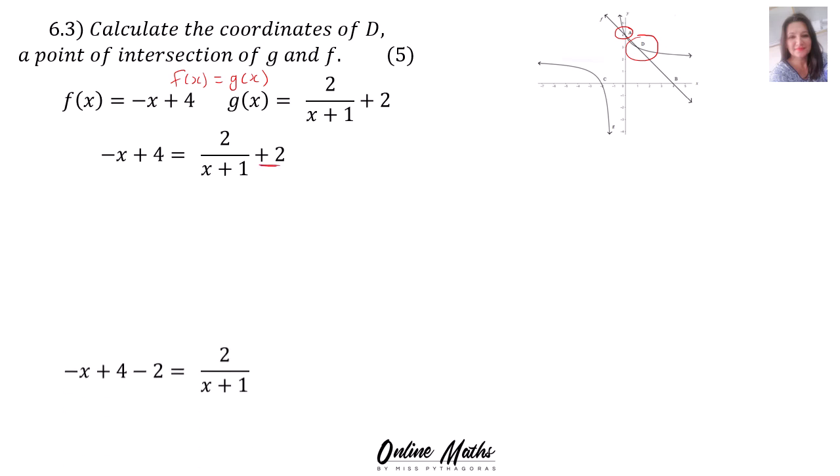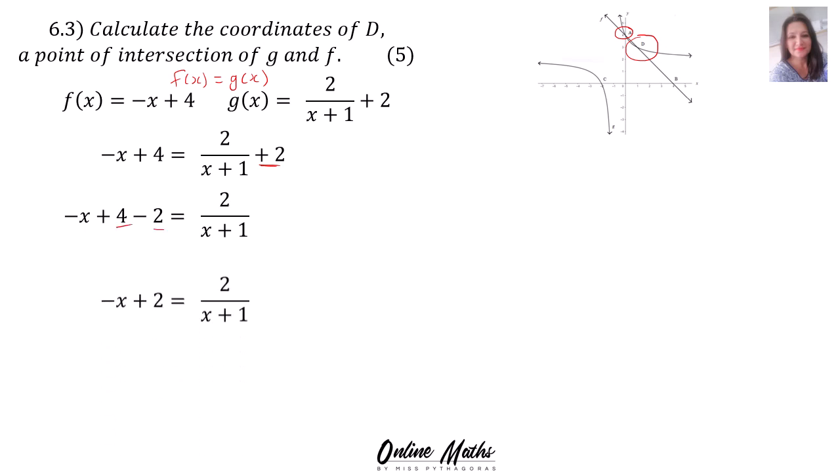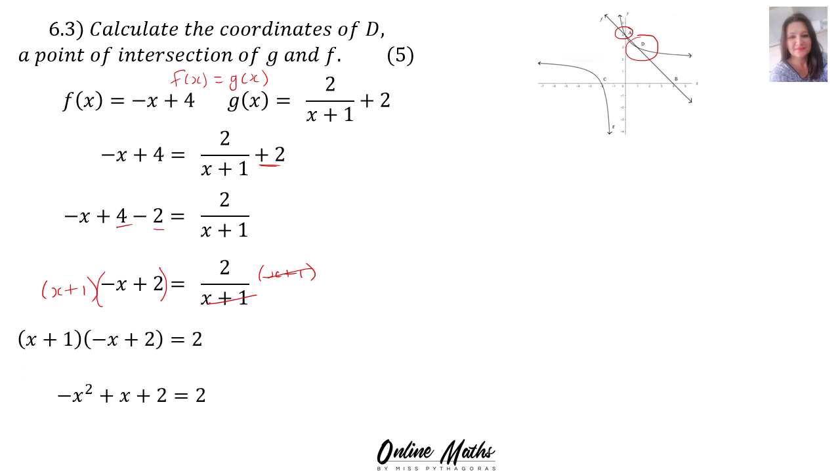The plus 2 will walk across. It becomes negative 2 plus 4 minus 2 is 2. And then let's get rid of x plus 1 under the line. We will multiply both sides by x plus 1. On the right hand side they will cancel, and on the left hand side you will use FOIL. Just be careful, also put those two inside its own bracket, and then you will FOIL that one out, and you end with negative x squared plus x plus 2 is equal to 2.